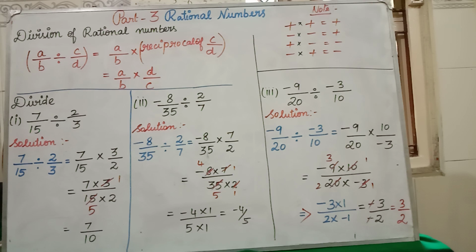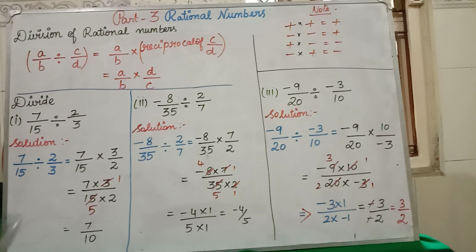Now we will see the second question. Minus 8 by 35 divided by 2 by 7, which is equal to minus 8 by 35. You have to write as such. This divide symbol will become multiplication. This 2 by 7 will become reciprocal. Reciprocal means it will become 7 by 2.